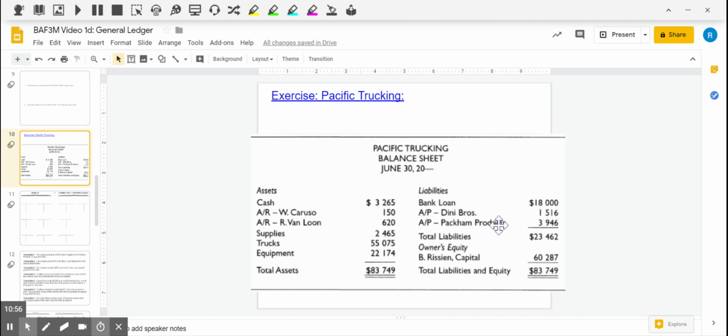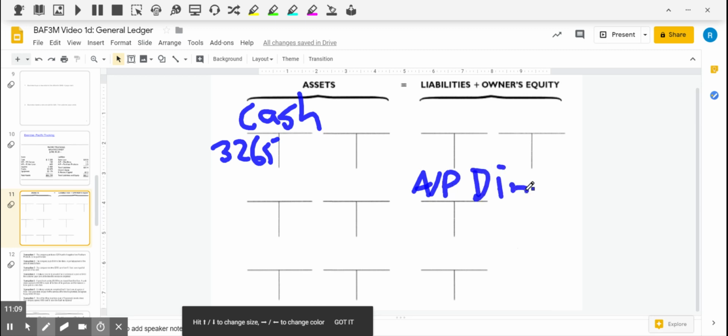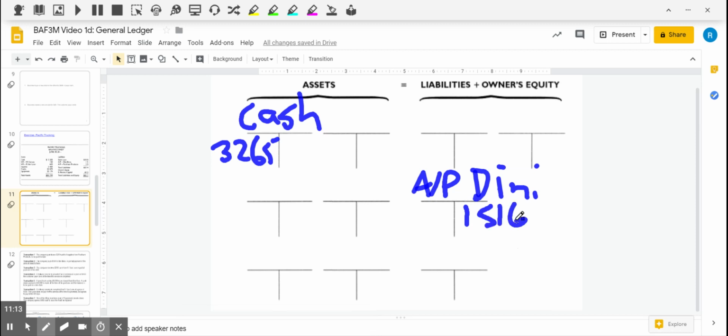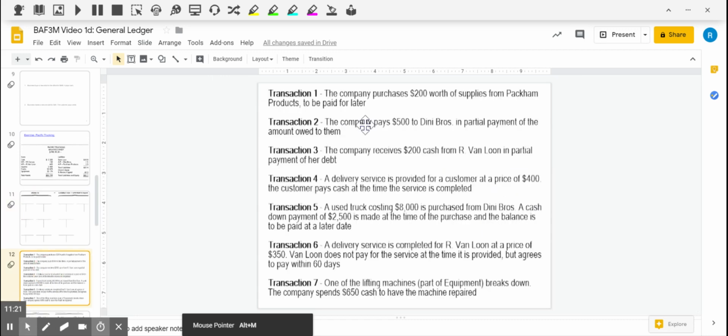Let's say we're doing a liability account. Let's say AP Dini Bros, because I like that name, for 1516. So you would come over here and say AP Dini, 1516. Since it's a liability, the normal balance goes on the credit side. And then what you would start to do is go through the transactions and record them.